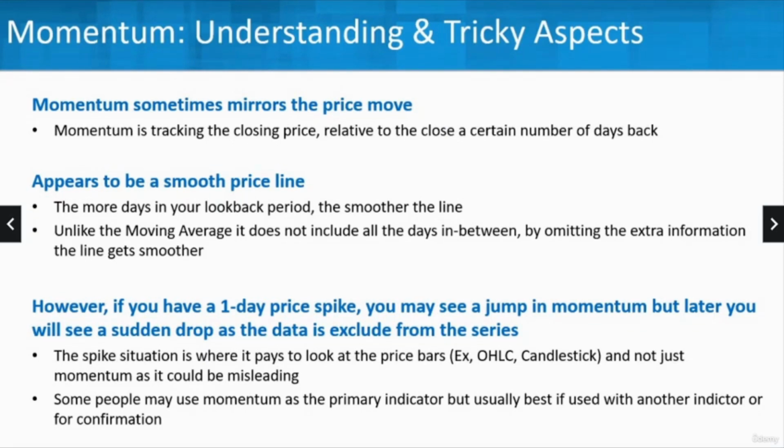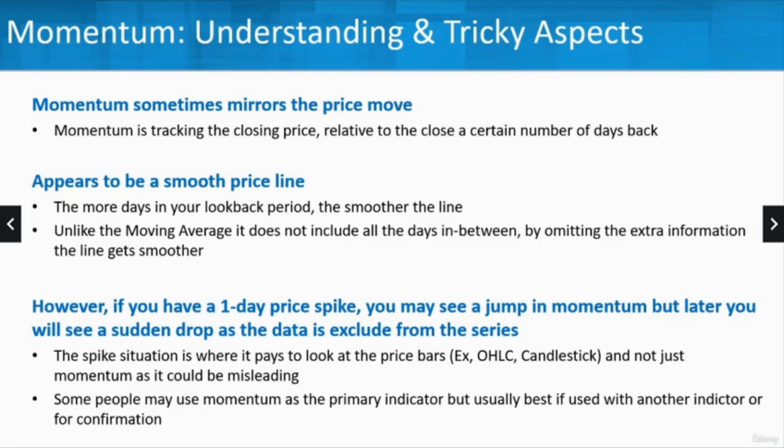But unlike the moving average, it does not include all the days in between. By omitting that extra information, the line gets smoother. So what I mean is, we're looking at 10 days back, we're looking at the price on that day 10 days back. So if that was an outlier, that would impact your momentum, but it's not looking at the prices that are happening in between like a moving average would. And that's what we're talking about.